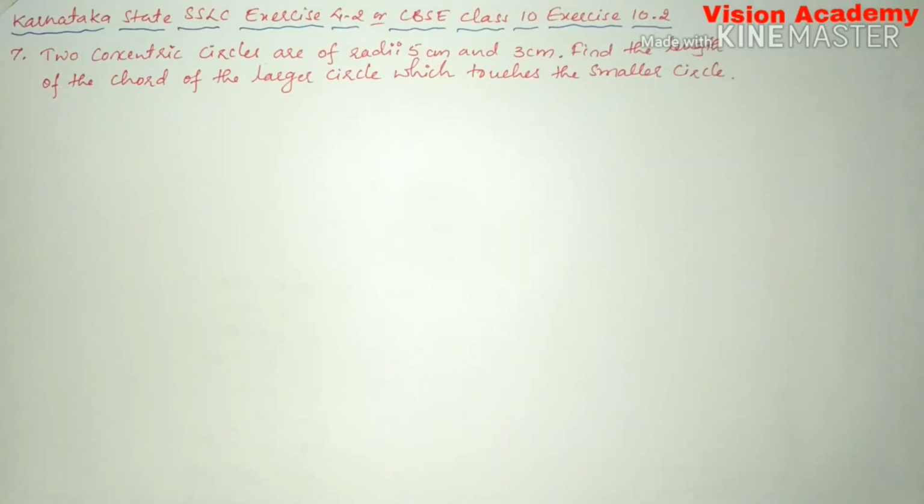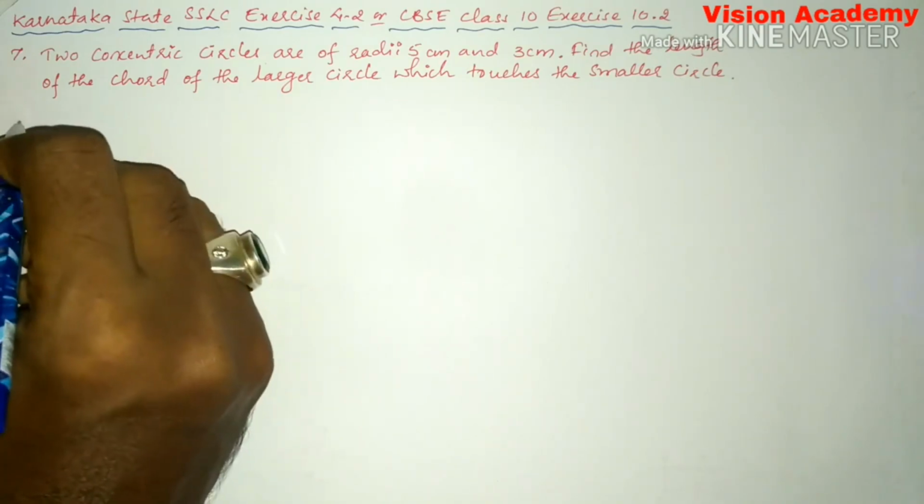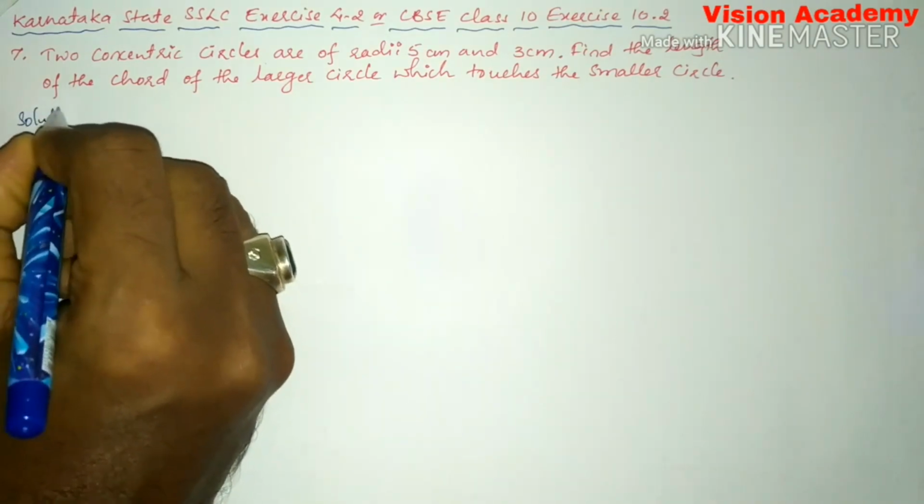Question number 7. Two concentric circles are of radii 5 centimeter and 3 centimeter. Find the length of the chord of the larger circle which touches the smaller circle. Let us find the solution for the given problem.